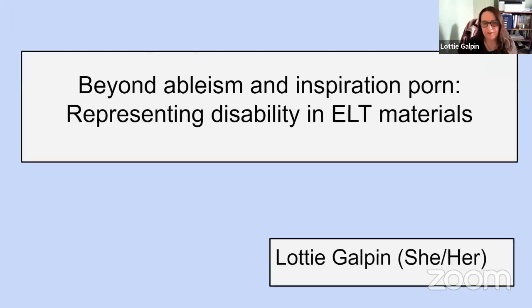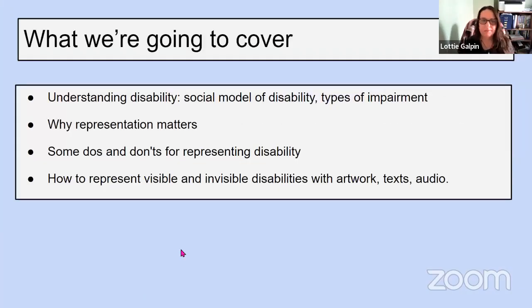So let's have a look at what we're going to talk about today. We're going to start by thinking about what disability is. We're going to look at two ways of understanding disability, two models of disability. And then we're going to look at impairments. So impairments are typically what I describe using the word disability. An impairment is something like asthma or diabetes. So we're going to look at what kinds of impairments come under the umbrella of disability.